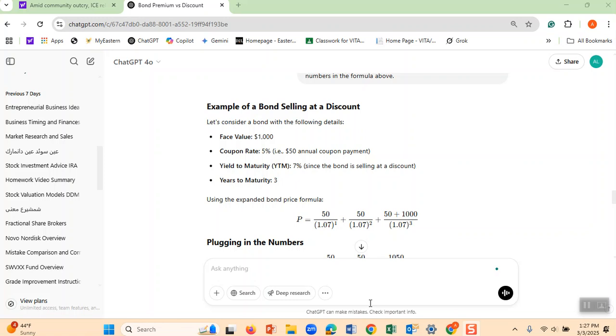Hello, students. I want to talk about bonds and how we calculate the price of a bond, and what a bond is compared to what we discussed last week about stocks. We talked about stock prices and how to calculate the price of a stock. Today, we want to talk about bonds. And first, we want to know what bonds are.